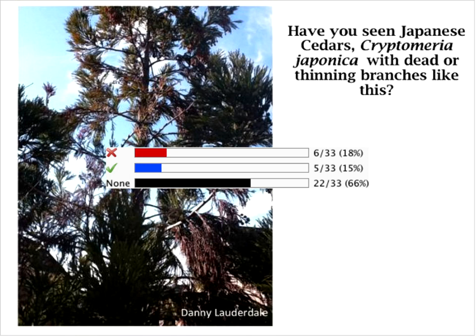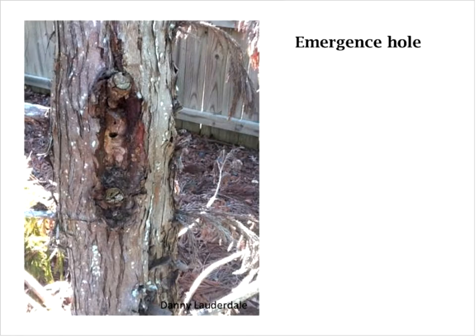Okay, very good. It looks like we had some people who have seen it, and some people who didn't, a bunch of people who didn't respond. And this is an emergent hole, and what this is, it's cypress weevil, which has become a common pest in our area in Pitt County on Japanese cedar, Cryptomeria japonica. And again, Dave mentioned this last year.